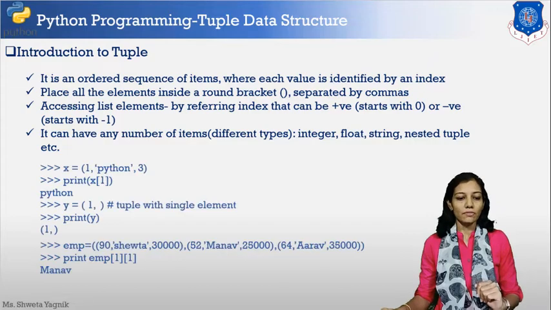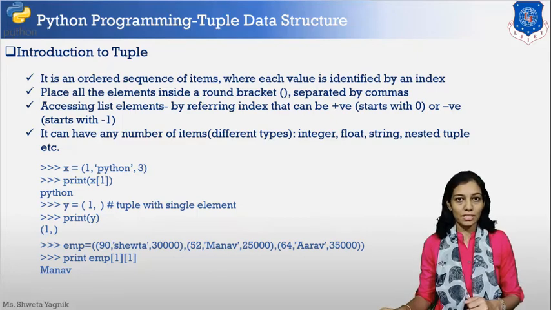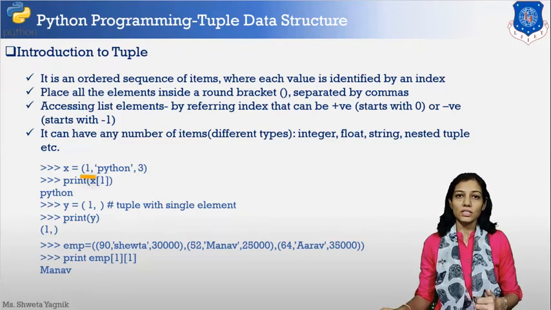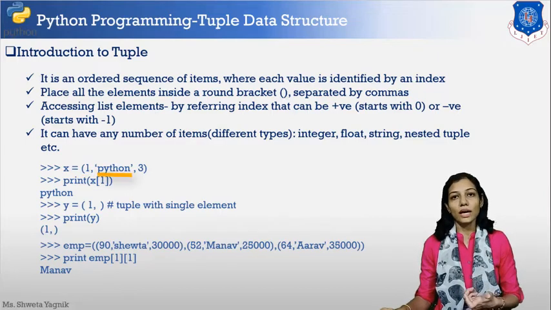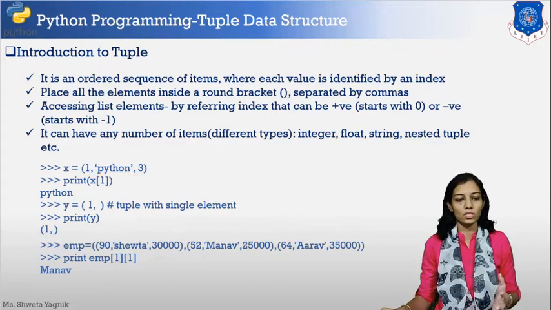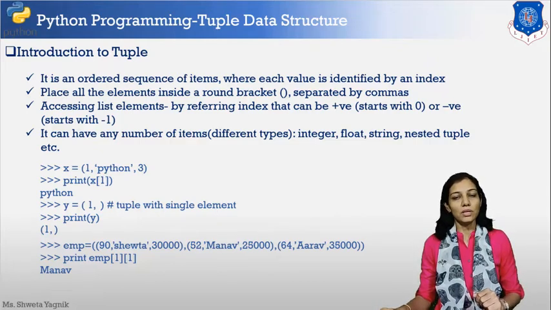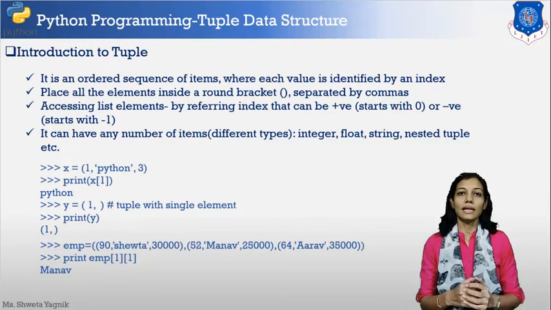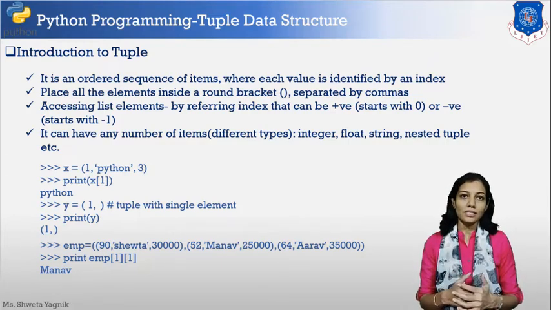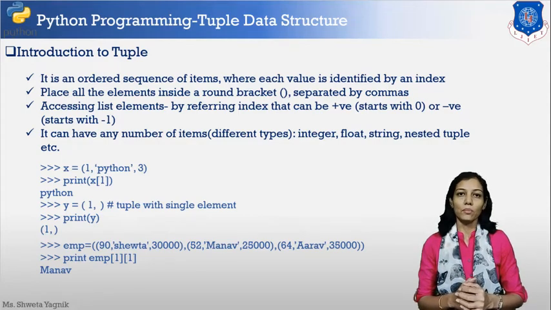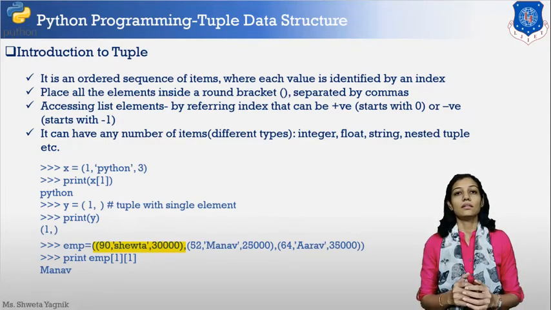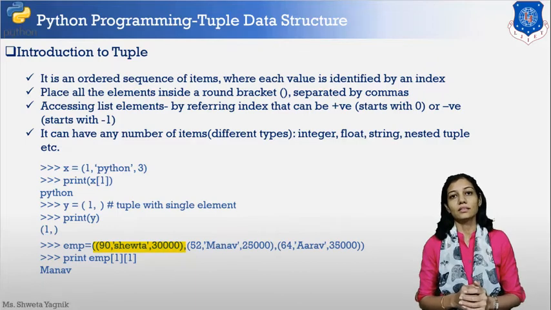So here for our reference, we have an example of a tuple where X is a tuple having 3 elements inside. One is of integer type, second is a string, and third is again an integer. So it's a mixture, right? And in order to extract any element, we will use indexing, similar to list. In the second example, we have a single element tuple, and the last example, which is EMP, the employee tuple, has a nested tuple inside the tuple.